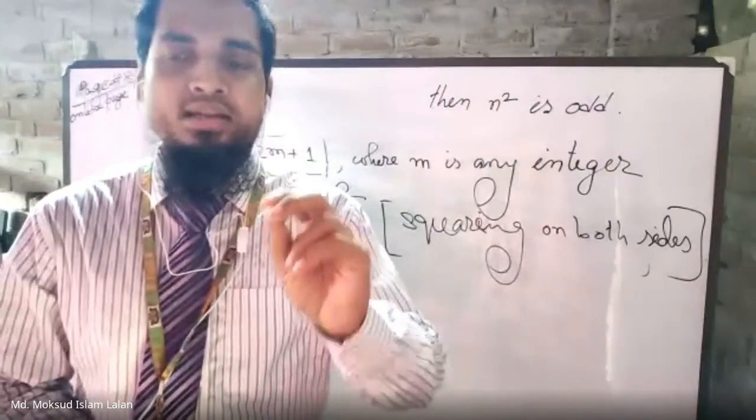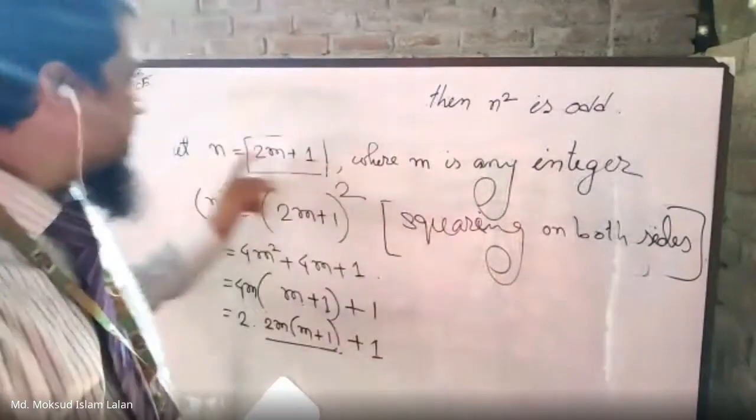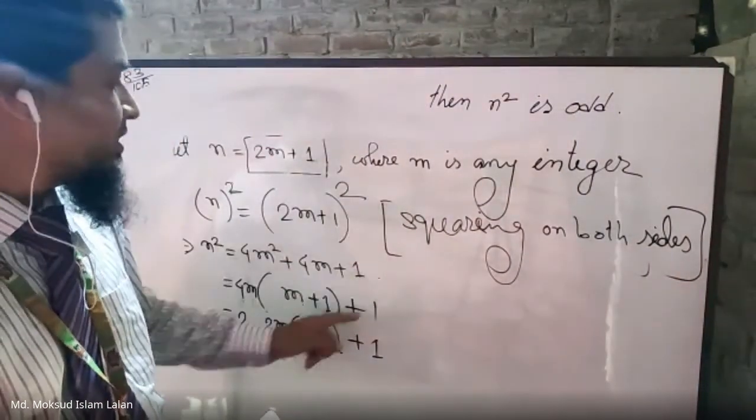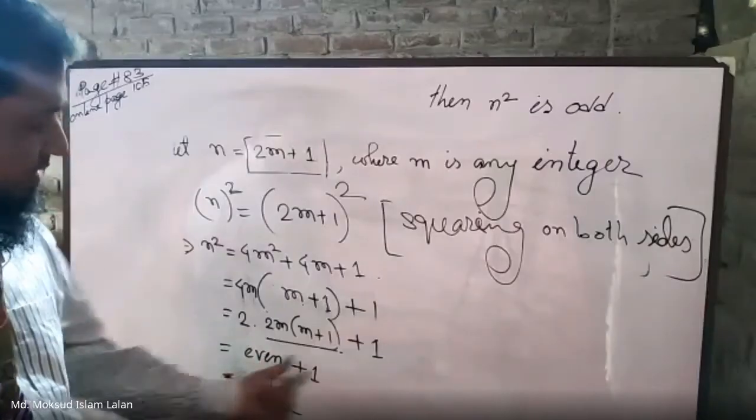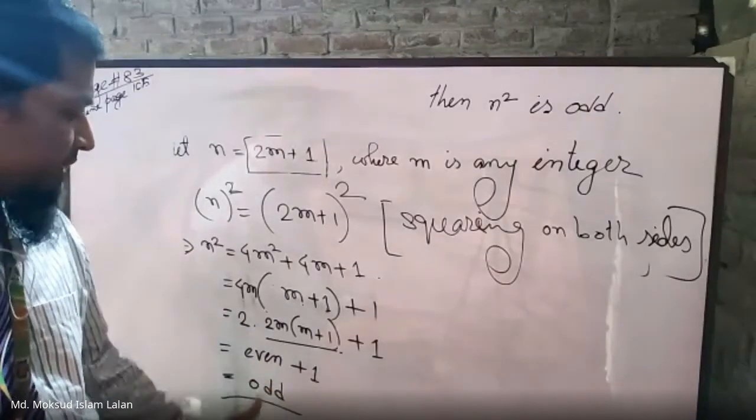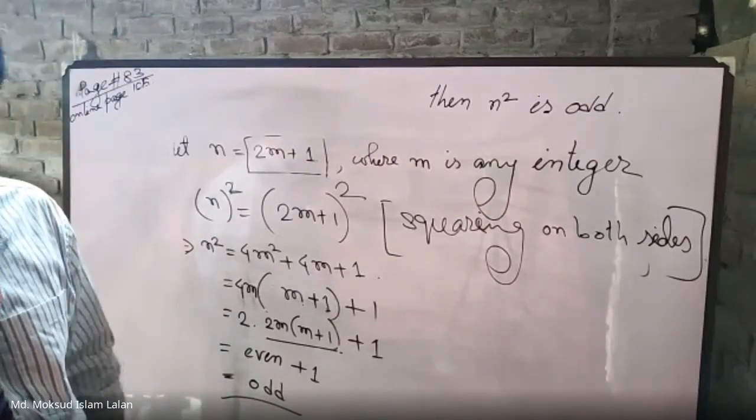So just write, dear student, let n equals to, I am writing this one. Then just write 2m, or you can write even plus 1. So this is odd. This part is even plus 1. So even plus 1, that is odd.